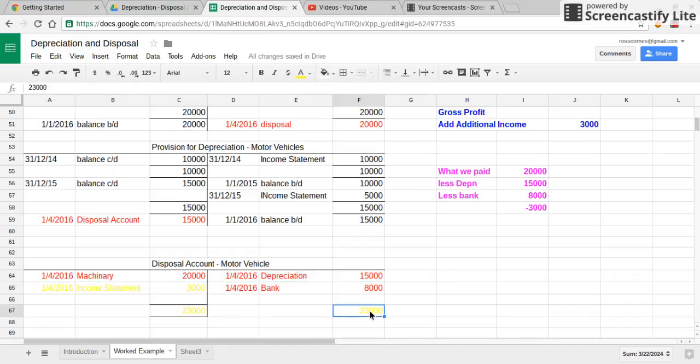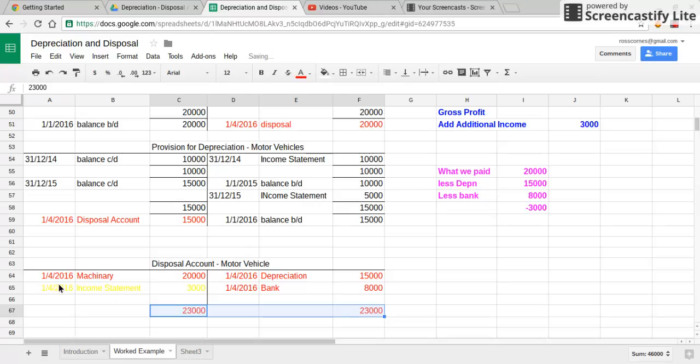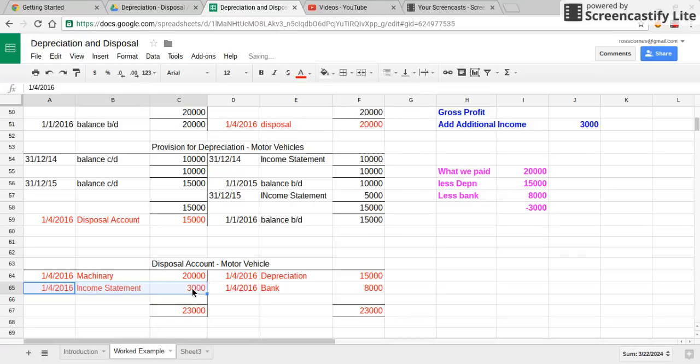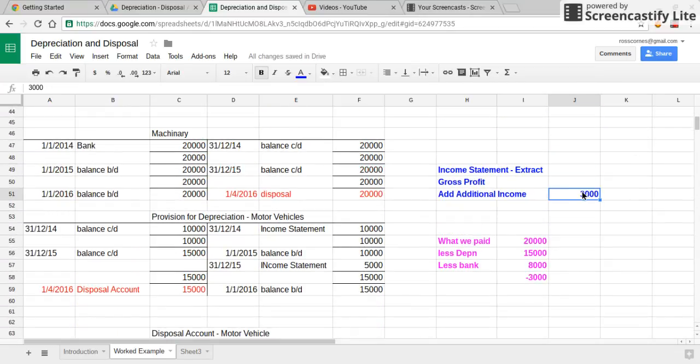And this time the credit side is bigger than the debit side because the credit side totals 23,000. So to balance the account off, we need to make a debit entry of $3,000. Because it's a debit entry in the disposal account, we're going to make a credit entry straight into the income statement. And the credit entry in the income statement is going to be added on to the gross profit. So whatever the gross profit for this company is, we're then going to add $3,000 on.